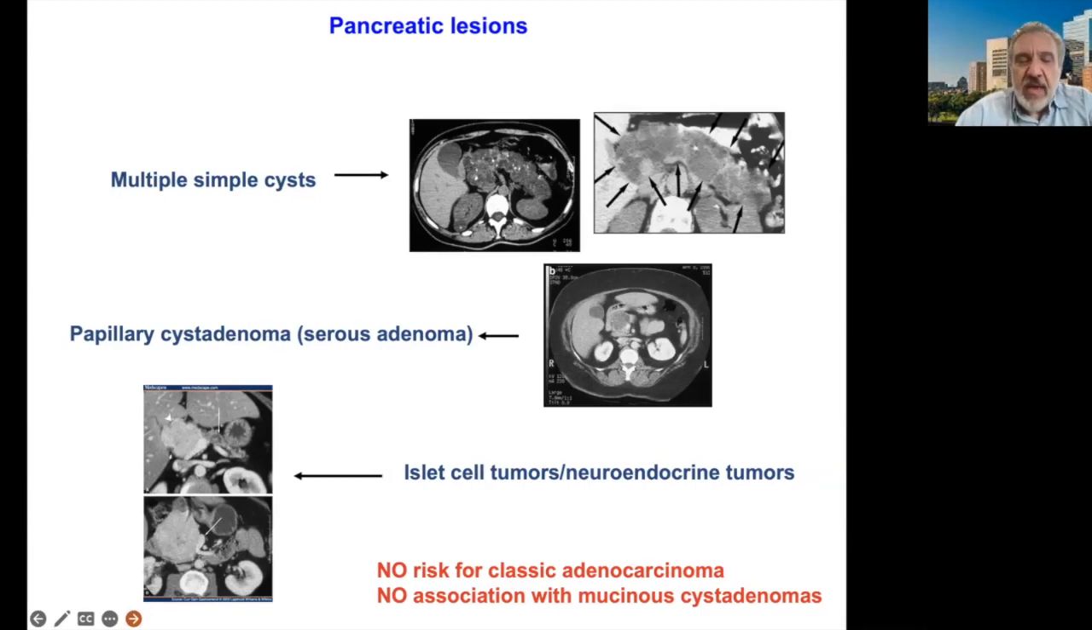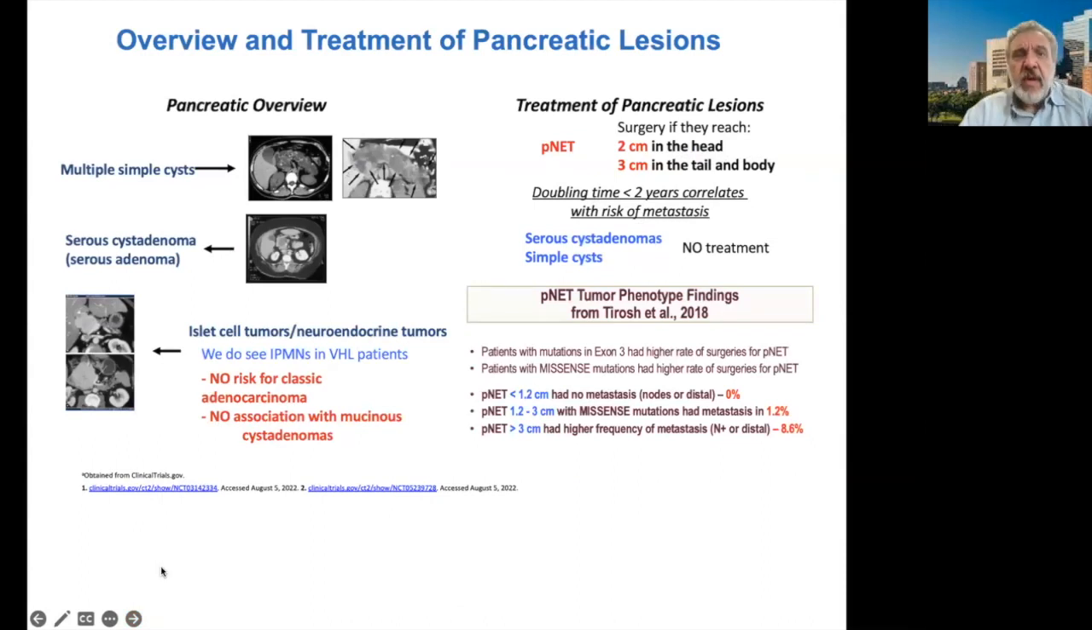I would say 98% of cases with a lot of cysts in the pancreas are completely asymptomatic. The other thing I want to say is that patients with VHL are not at an increased risk of pancreatic adenocarcinoma, and they are not only associated with mucinous cystadenomas. So in other words, I find almost no reason to biopsy lesions in the pancreas.